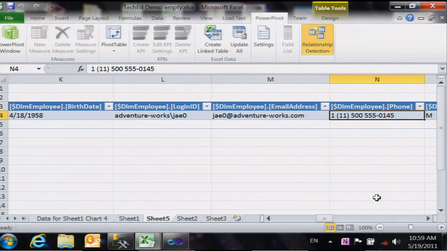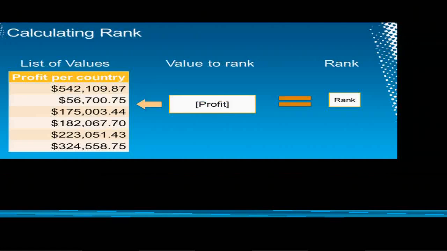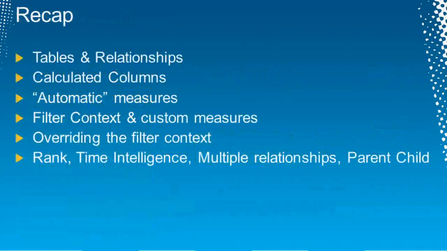Okay, great. So that was a quick view of DAX as a calculation language. So a few enhancements that we've done. Going back to the slides, we looked at a lot of things. We looked at tables and relationships. We looked at calculated columns. How do you define them? We looked at implicit measures, drag and drop into values, which are automatic measures. We looked at also custom measures, where you type in your own formulas.